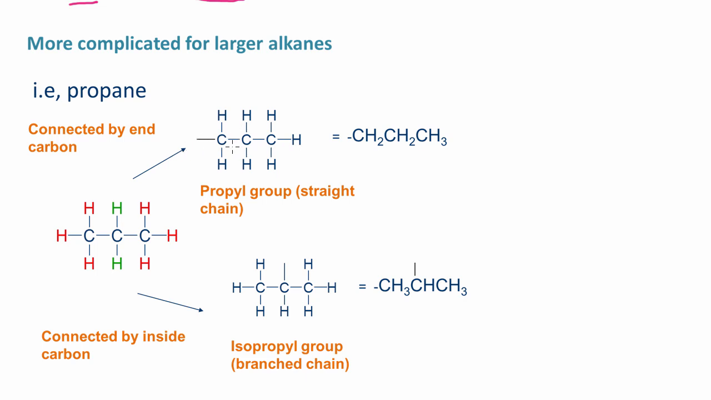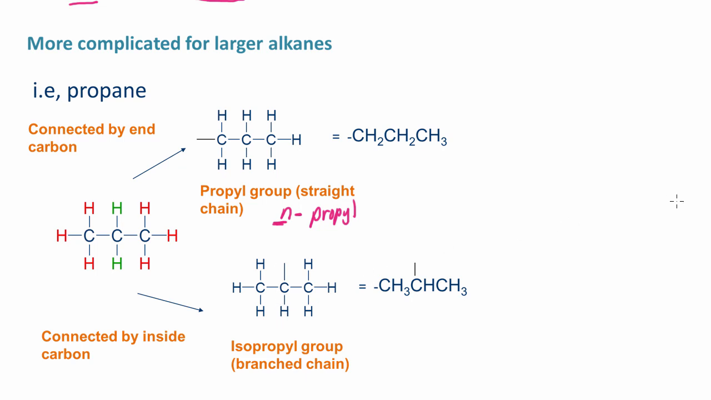So this would be a propyl group, and there are 2 different ways that this group can be connected to a carbon on the main chain of the compound, either by one of these end carbons, okay, and this would be a straight chain propyl group, and we would sometimes give it this prefix here, n. We would call it n-propyl, and the n just means normal or straight chain.